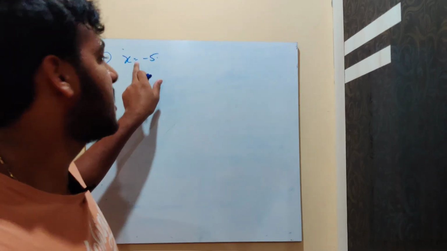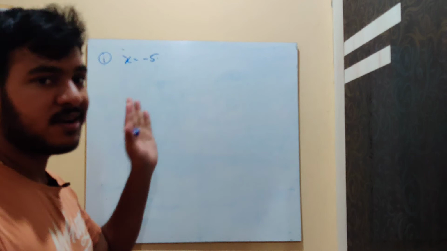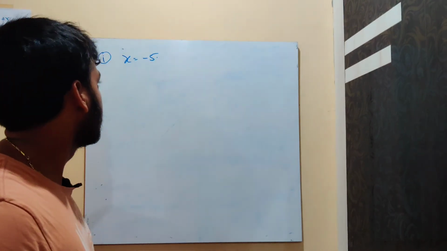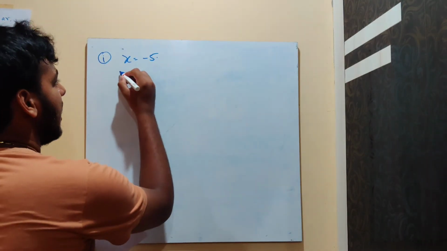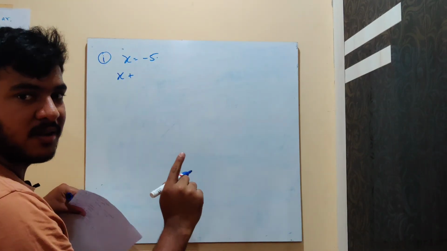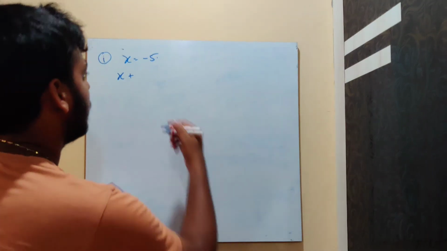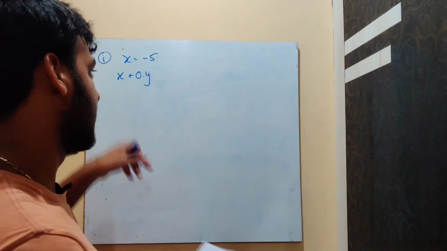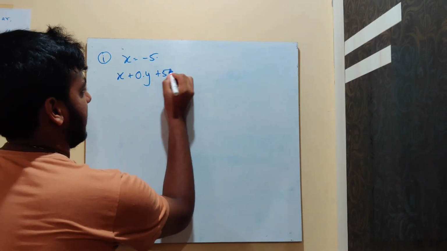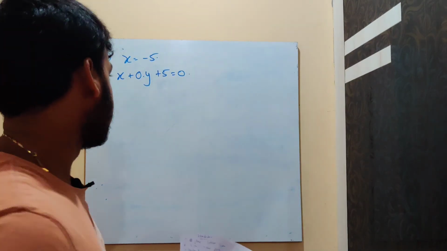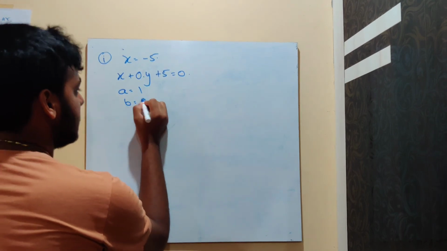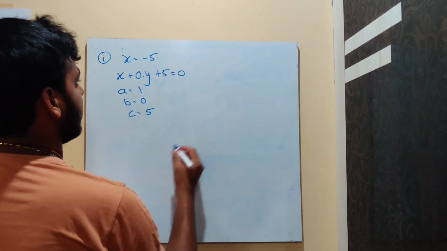So here I have another example like this. This is a linear equation in one variable, x plus 5 equal to 0. I have to convert it into a linear equation in two variables and find the values of a, b and c. I have x, one variable, so I have to convert it into two variables. I can write it as 0 into y, and plus 5 equal to 0. The values I get are a equal to 1, b equal to 0 and c equal to 5.